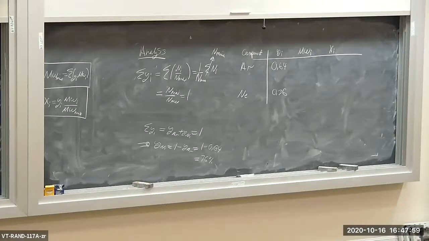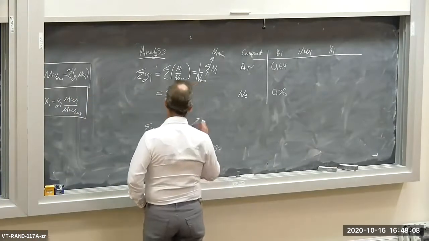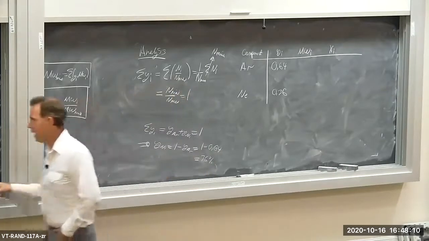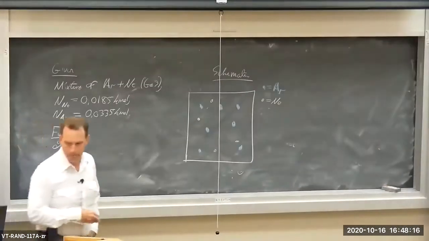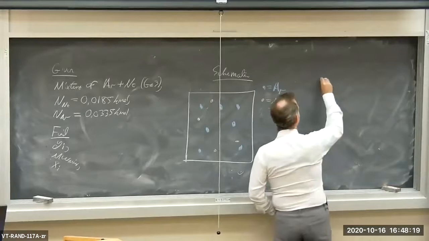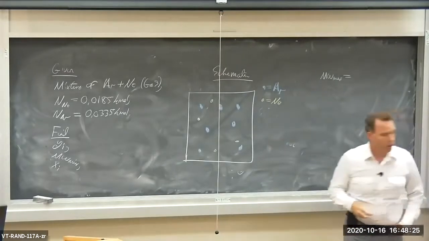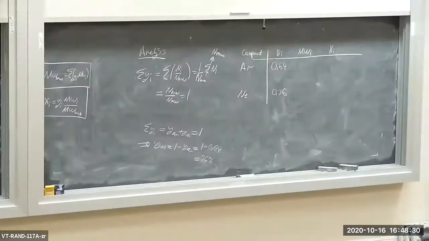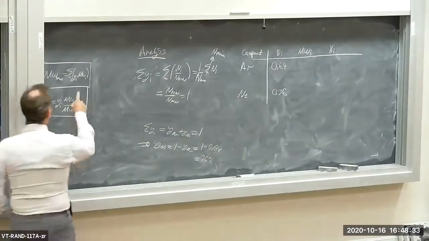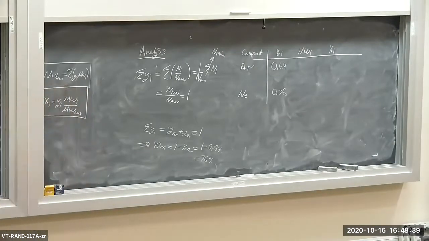Now let's go through and calculate the molecular weight of the mixture. Let's do that right over here. So, molecular weight of the mixture. We have an equation right over here. The molecular weight of the mixture is equal to the sum of the mole fraction times the molecular weight of each component, summed over all components.